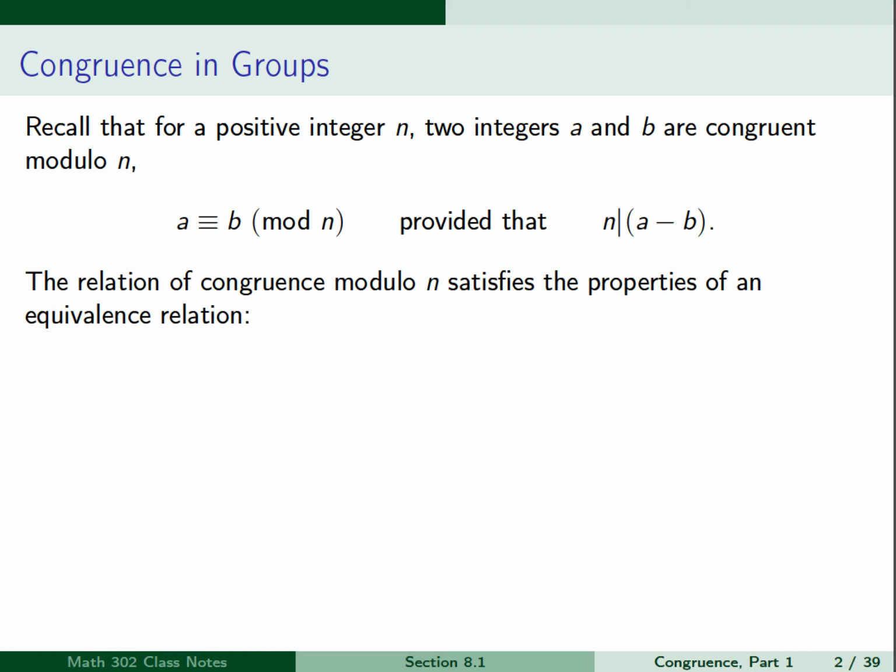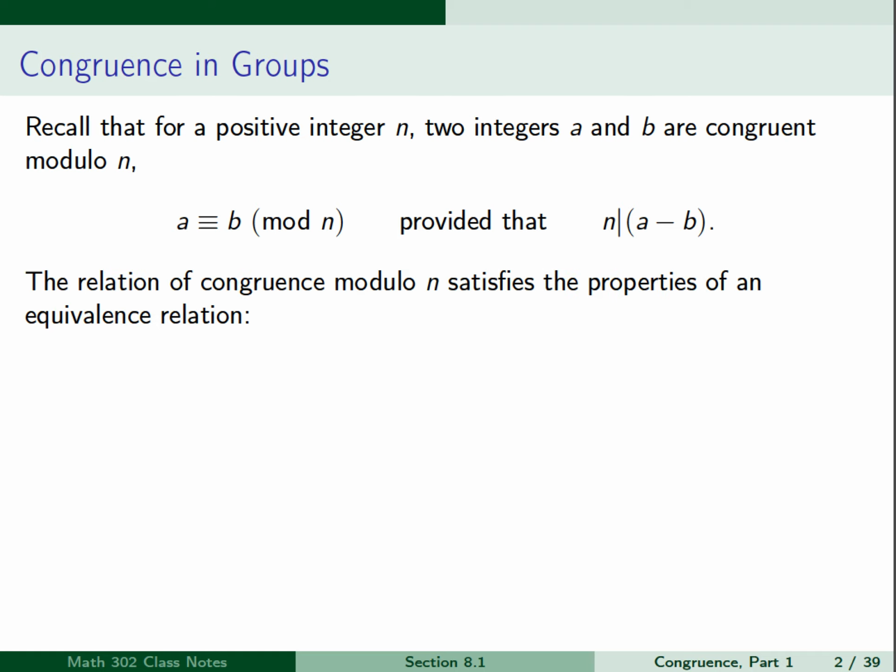From this example, we can abstract a definition of congruence for elements in groups, which is contained in the following definition. So let's let K be a subgroup of a group G, and let's let A and B be elements of G. Then we say that A is congruent to B modulo K, that's the subgroup, which is denoted with the notation shown, provided that A times B inverse is an element of K.